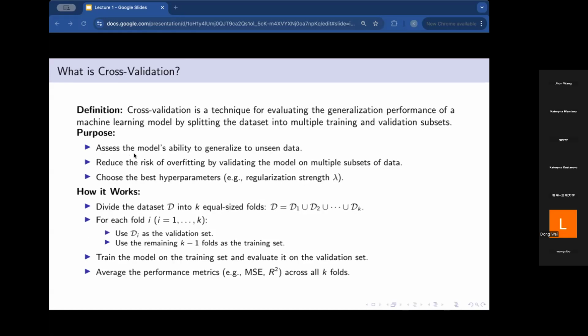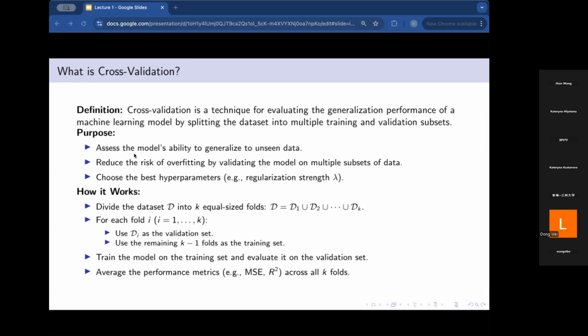Let's now touch upon an important aspect of machine learning. It's cross-validation. It's a method for assessing how well a machine learning model can perform on new and unseen data. The idea, really simple, is to split the data set into multiple smaller training and validation parts to evaluate the model's generalization ability. In this example, we divide the data set into equal size groups called folds.